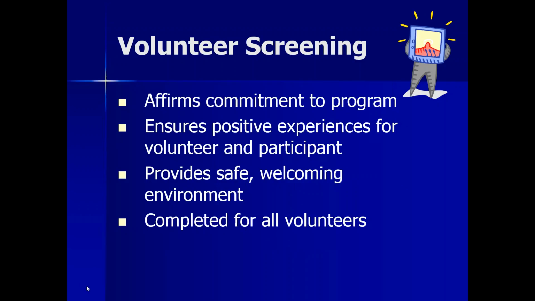So be sure to impress upon your volunteers during orientation and screening that part of their role is also to create a safe and welcoming environment for youth and their families. And volunteer screening is something that is completed by all volunteers. And I think in today's world, we typically do not get much resistance for it, just because we need to know that the youth in our program are safe.